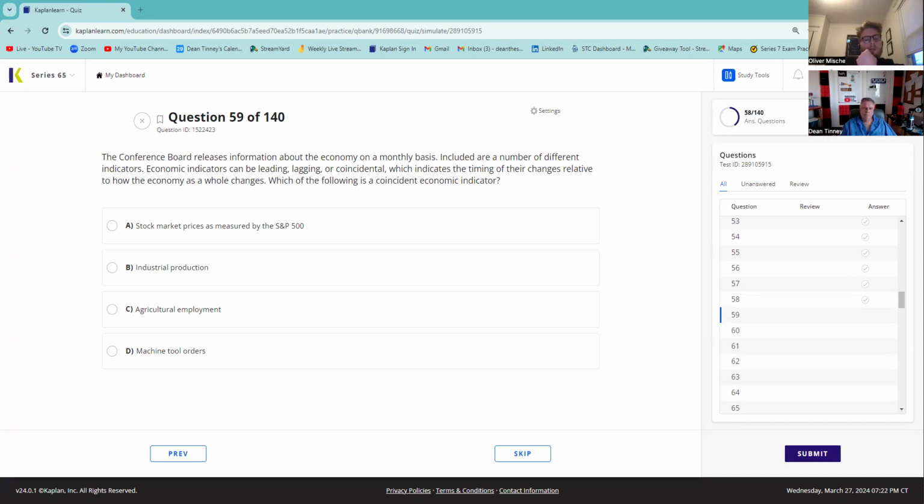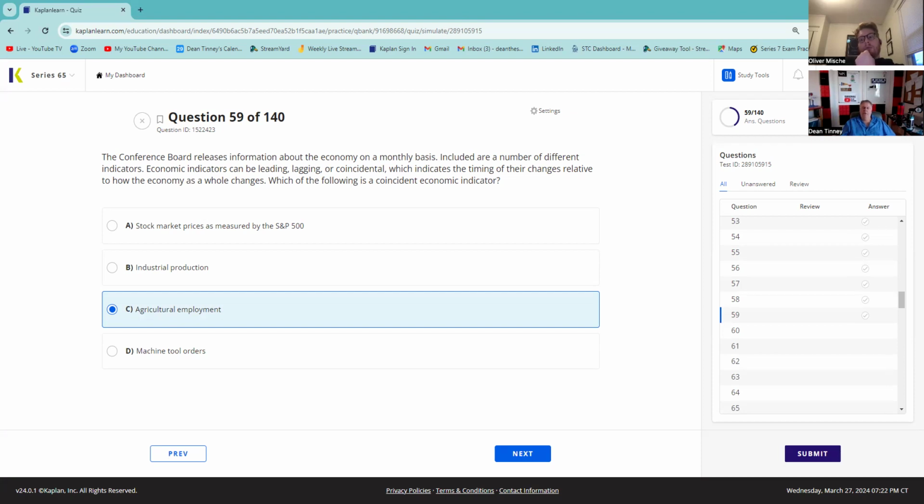I'm actually going to go with C. C, agricultural employment? No. It's going to be industrial production. I wouldn't worry about this at all in terms of coincident indicators. The ones I would know are leading indicators. All those others are leading indicators. Employment indicators are leading indicators. Industrial production is the answer.